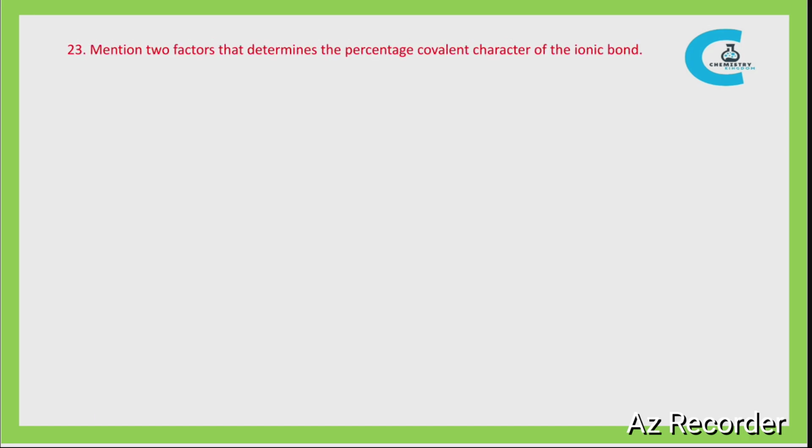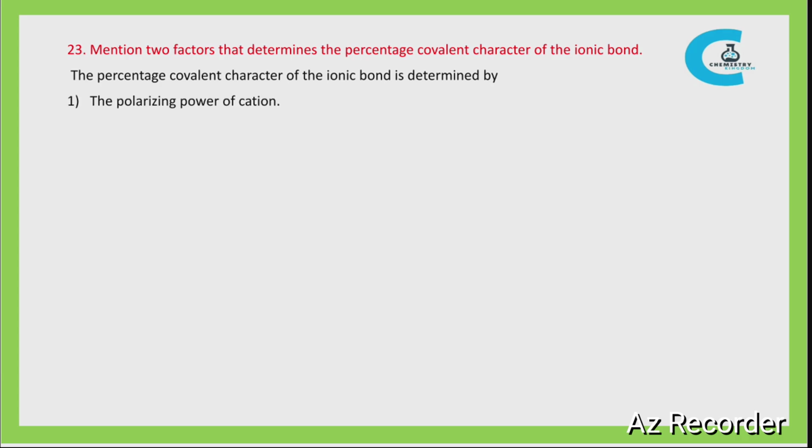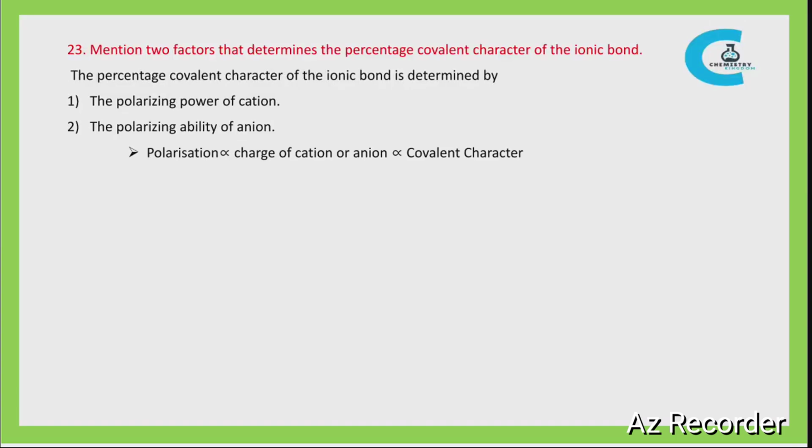23rd: Mention 2 factors that determine the percentage of covalent character. The percentage of covalent character of an ionic bond is determined by the polarization of the cation and the polarizing ability of the anion. Polarization is directly proportional to the charge of the cation or anion, and directly proportional to covalent character. And remember, polarization is directly proportional to the size of the anion and inversely proportional to the size of the cation. The question mark there is just a typing mistake, guys. So it is the size of anion divided by size of cation. I hope you understood.